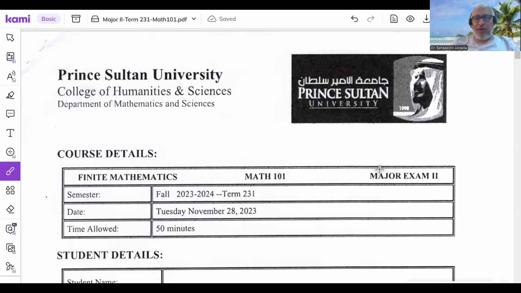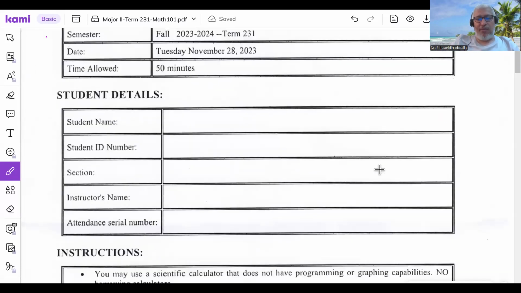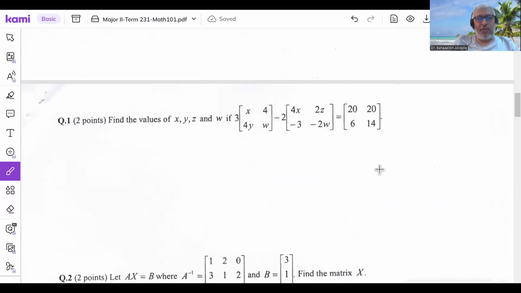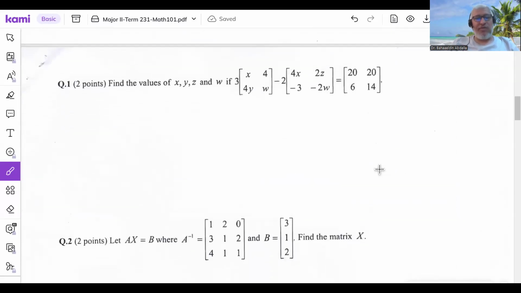This is Math 101, second major examination, term 231. Let us have a look at the exam and solve it together. The first question: find the values of x, y, z, and w.